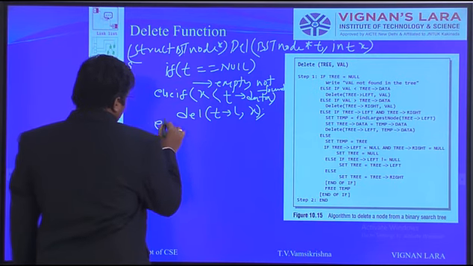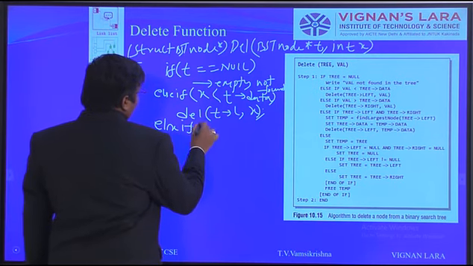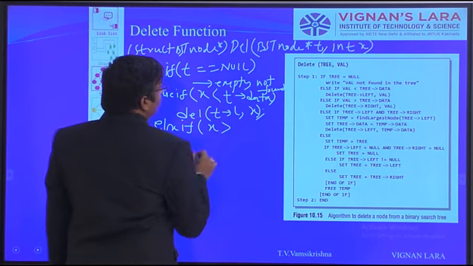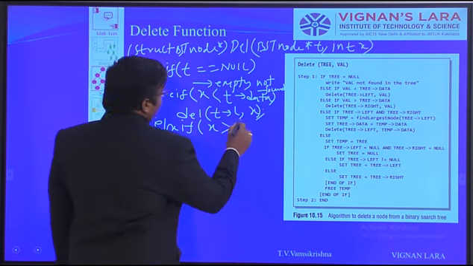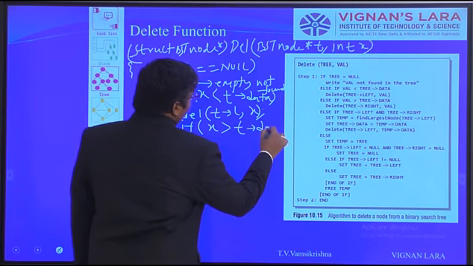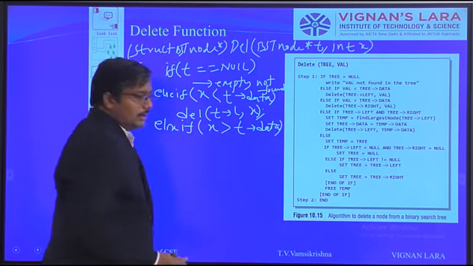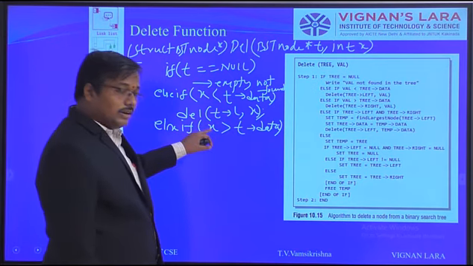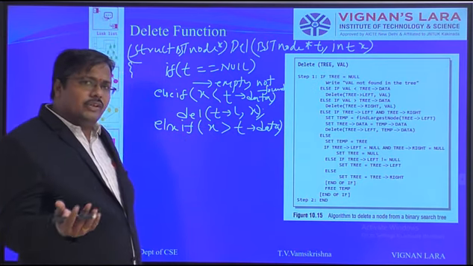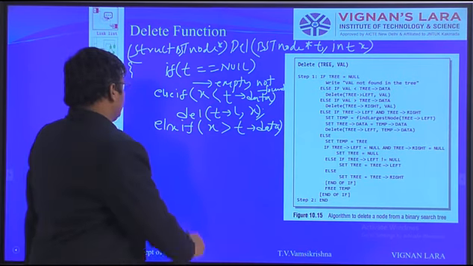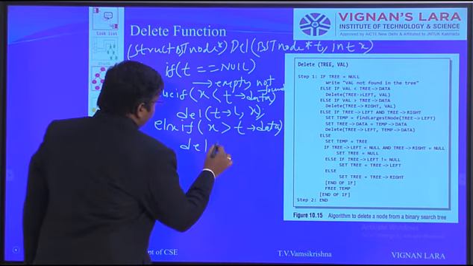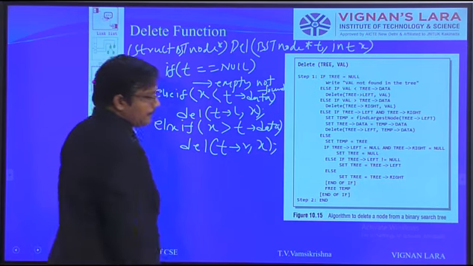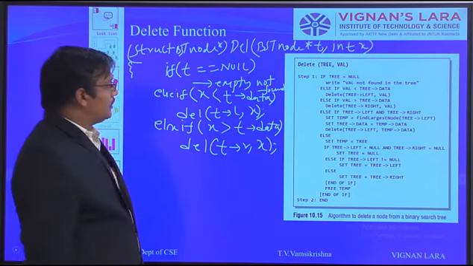Suppose not the case. Else if, we need to check x greater than t of data. x greater than t of data means that compared to the root node element, our required element may be in a higher position. We want to move to the right subtree. Means delete t of right comma x. We want to go for the right subtree.